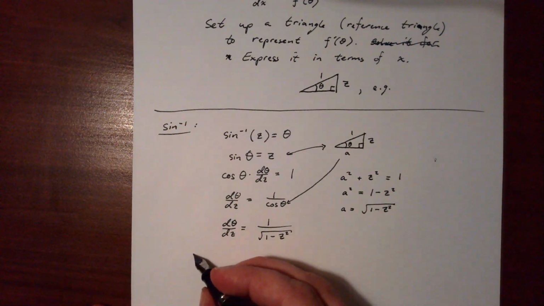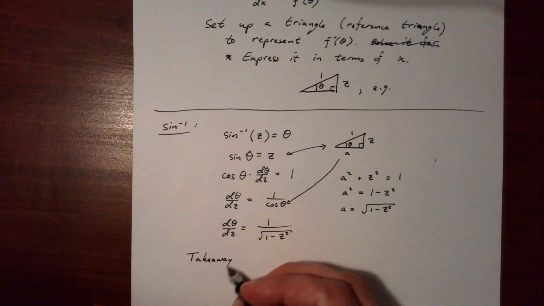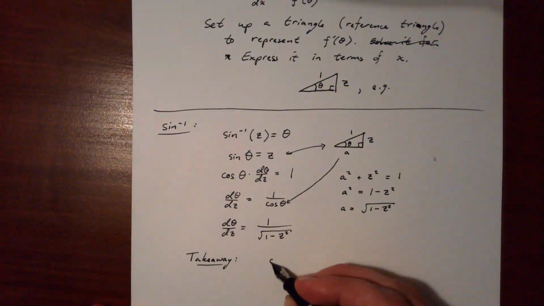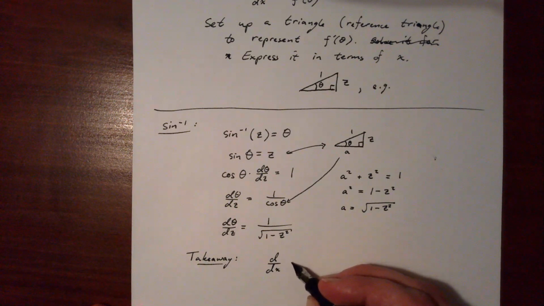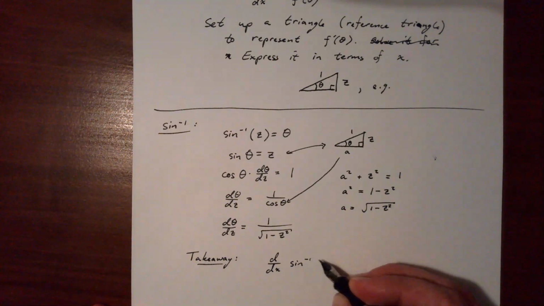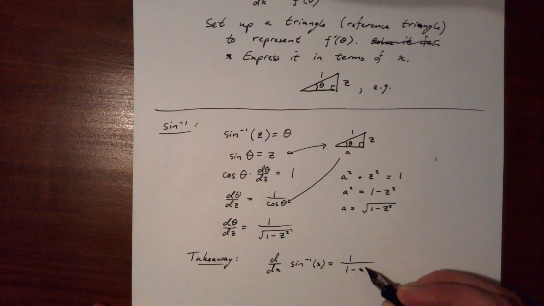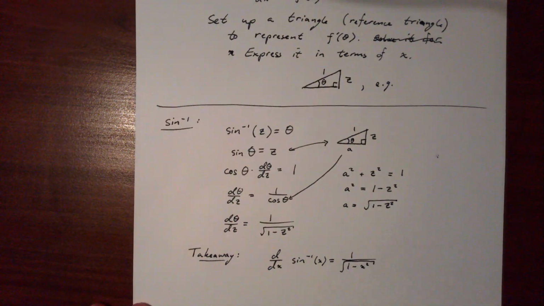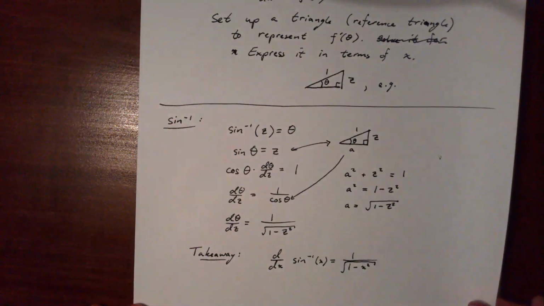So the takeaway here, the derivative with respect to, and now I'm going to write it in the more customary letters of x, of sine inverse of x, this is just equal to 1 over the square root of 1 minus x squared. Okay, so now we have that formula.